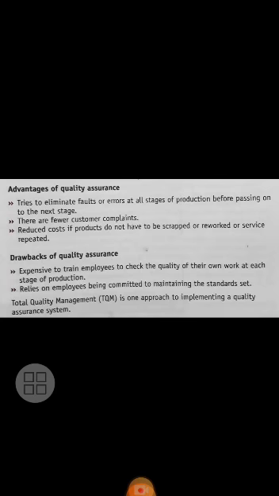Okay, so I hope that both concepts, quality control and quality assurance, are clear to you. Again, I'm going to revise that quality control is a procedure in which we check the quality at the end of the production process, while quality assurance is the checking of quality standards throughout the production process.